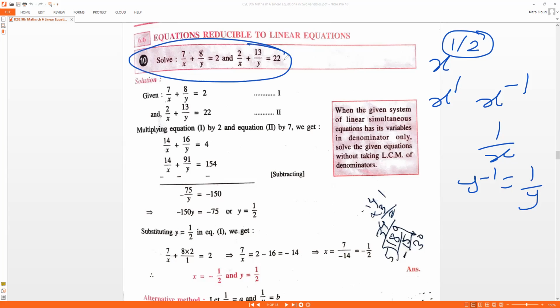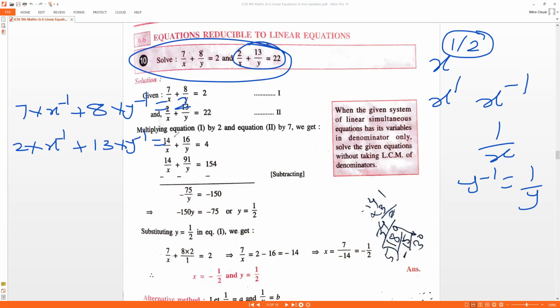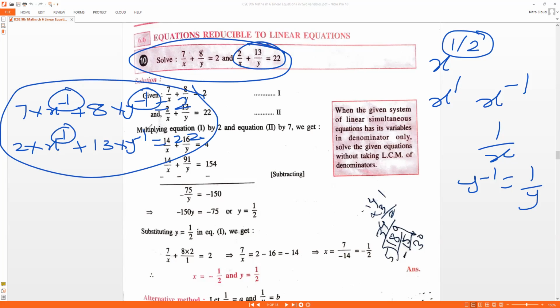So if you observe these equations closely, what do you think? This is nothing but 7 into x raised to minus 1 plus 8 into y raised to minus 1 is equal to 2. Similarly, this equation will be 2 into x raised to minus 1 plus 13 into y raised to minus 1 is equal to 22. Correct? So in fact, if you notice this, we have minus 1 as the exponent. Is that correct? No, sir. So these are not linear equations in two variables. These are not according to the definition.